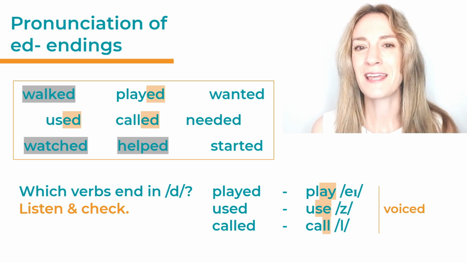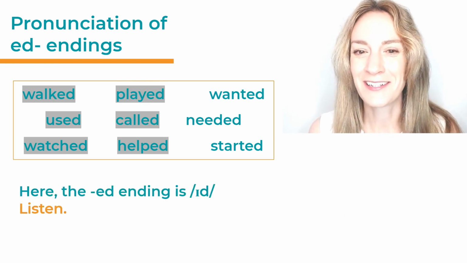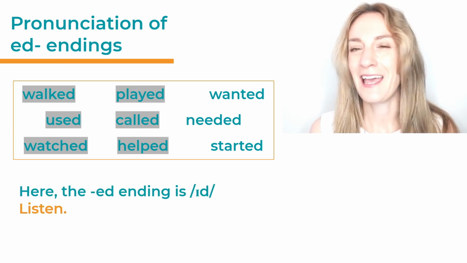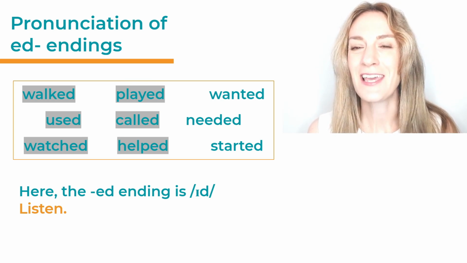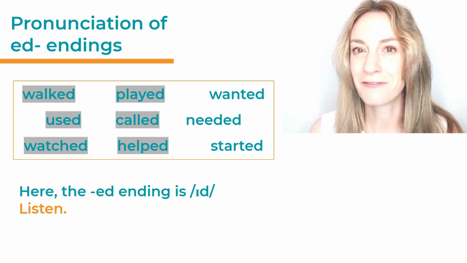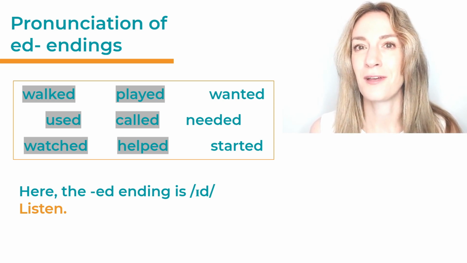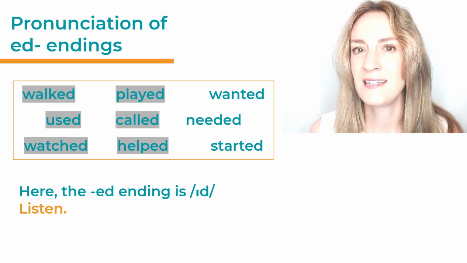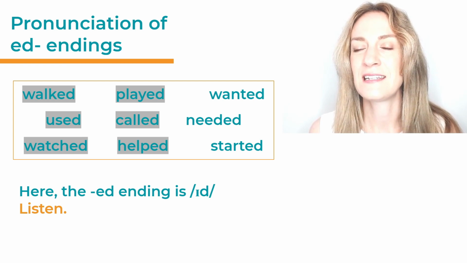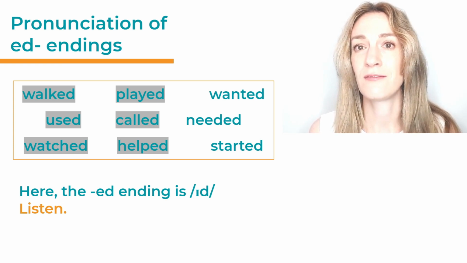Now let's have a look at the last three verbs, and obviously it's not very difficult to see that here the ending is id. So here we actually have a representation for the letter E. It is represented through a vowel sound, id. So just listen again. Wanted, needed, started. And the id forms its own syllable, so we add another syllable here to the infinitive forms.